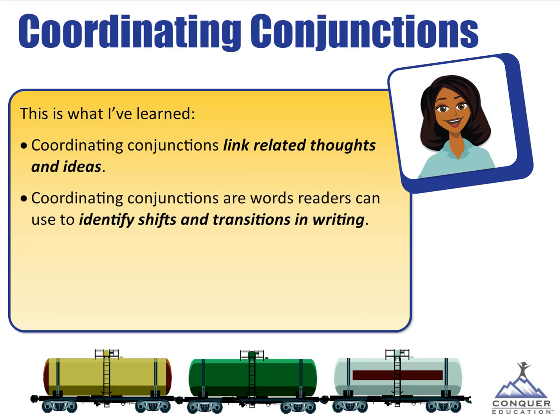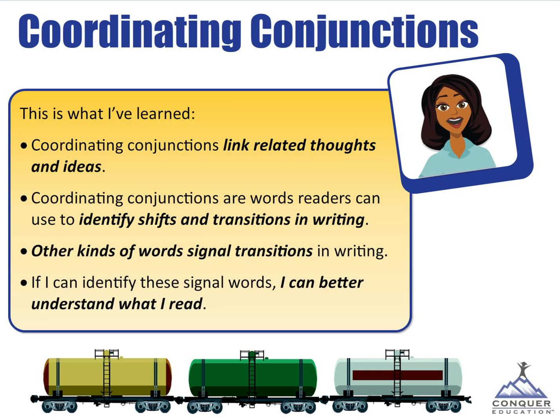Coordinating conjunctions are a kind of signal word that readers can use to identify shifts and transitions in writing. Other kinds of words signal transitions in pieces of writing. If I can identify these different signal words, I can better understand what I read.